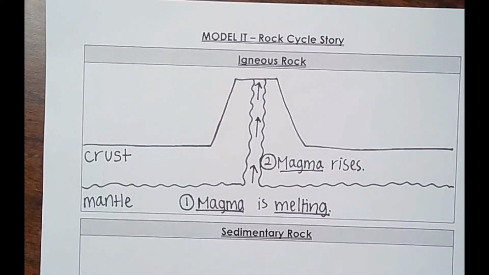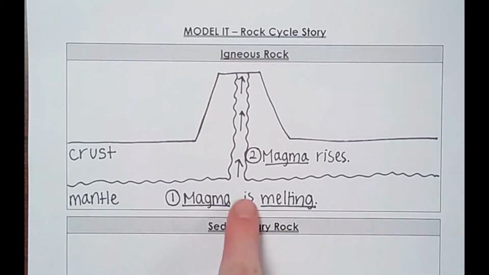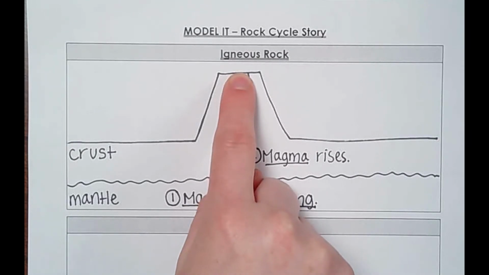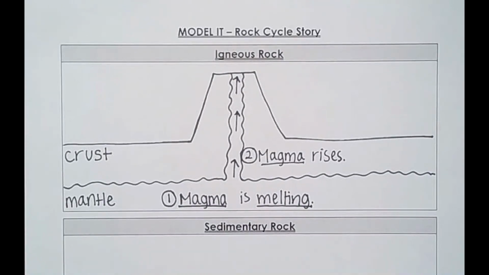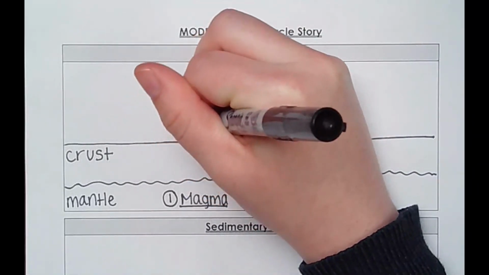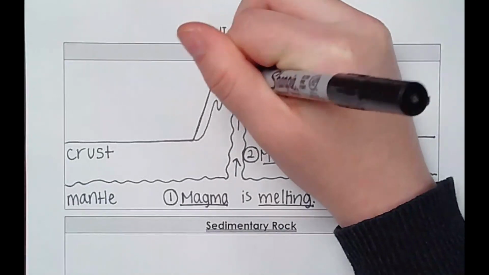Okay. So we know at the beginning the magma's melting in the mantle. We know it then starts to rise up the volcano. And the most dramatic part, what happens next? That's right, the volcano erupts. So we now have magma coming out and spilling out our volcano.